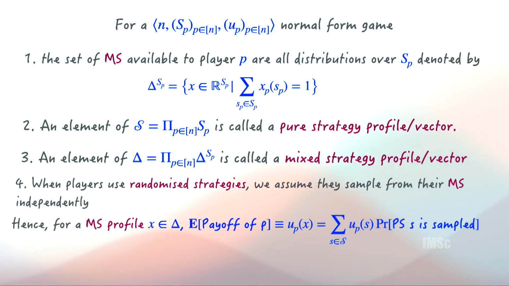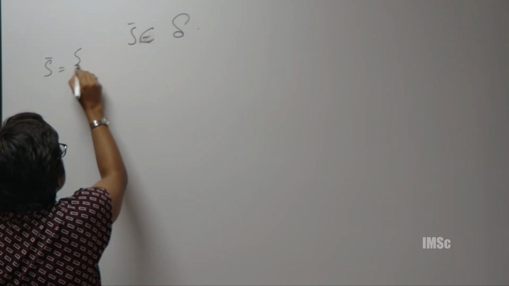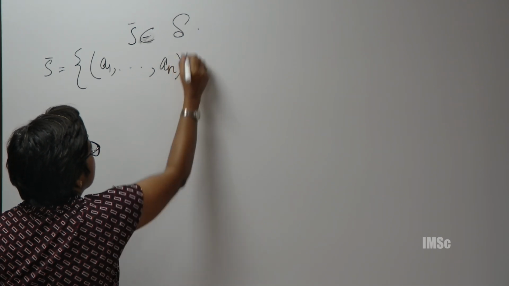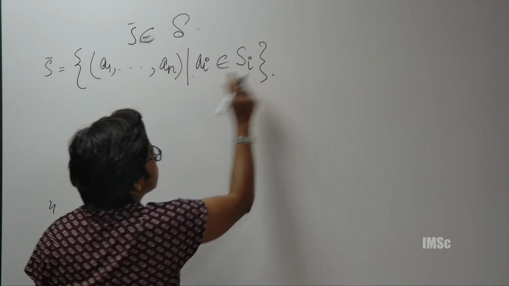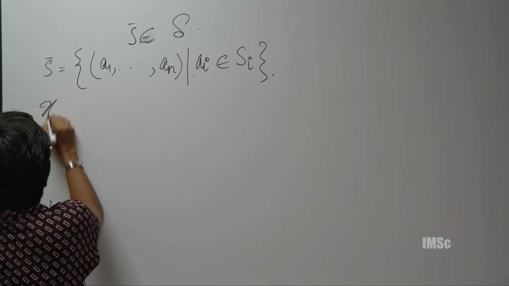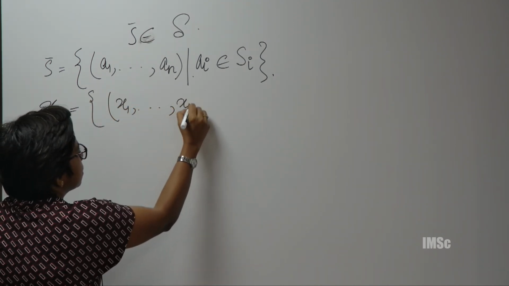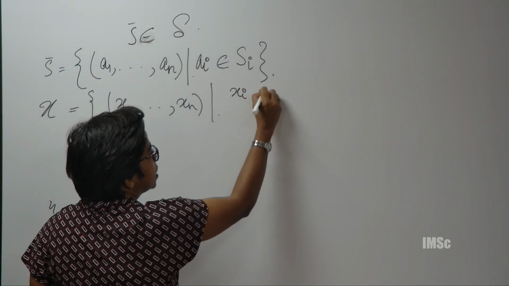So, this small s, if it helps, think of it as a set of a_i, where a_i is an action. I did not want to overload the slide, so I did not have this bar notation. X, on the other hand, is of this kind. Each x_i is a distribution.